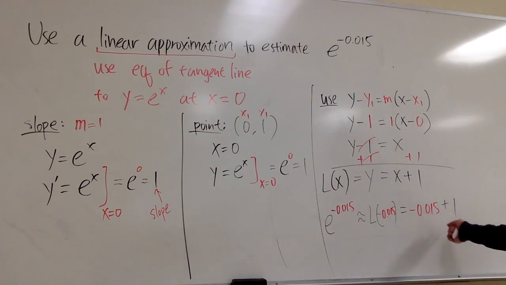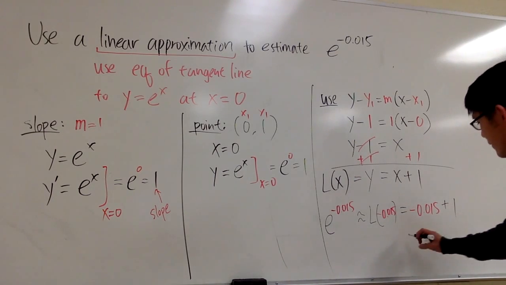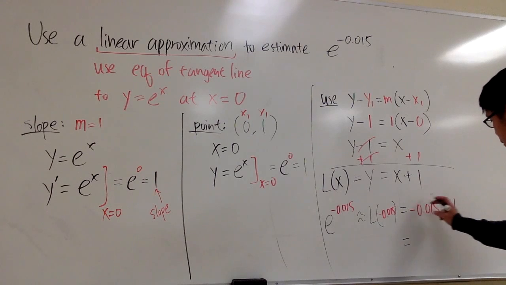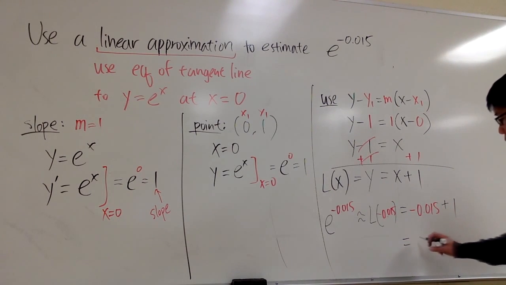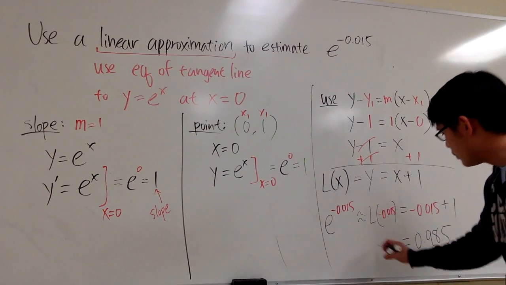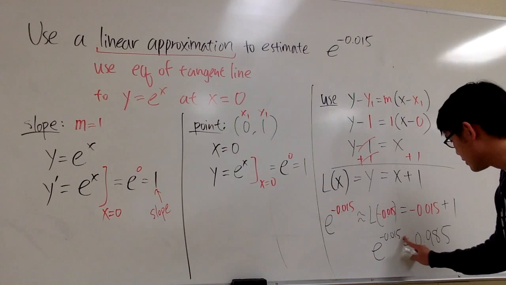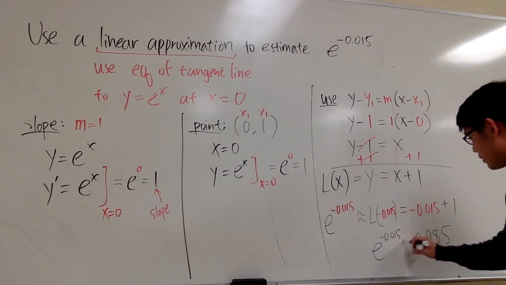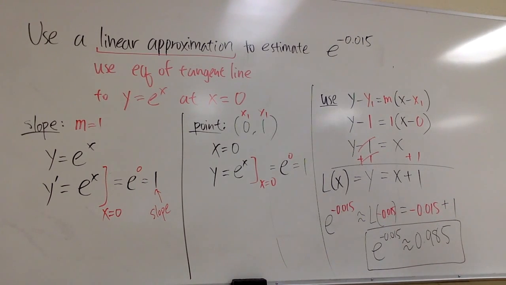You can do this by hand or use a calculator. It doesn't really matter. But after you do negative 0.015 plus 1, you are going to get 0.985. And this number is pretty good. It's a pretty good approximation of e to the negative 0.015. And I should use the approximation symbol in between. And this is how you do it. That's it.